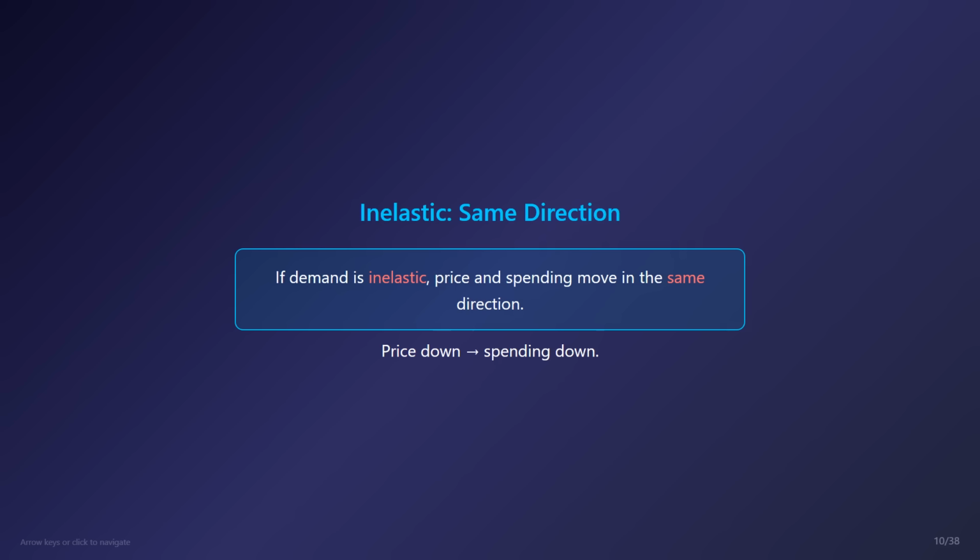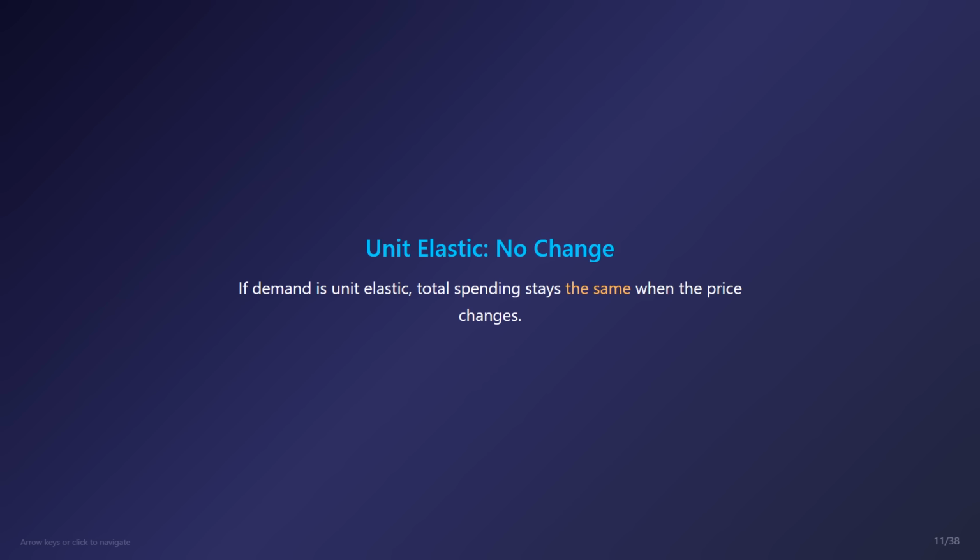If demand is inelastic, price and total spending move in the same direction. When the price falls, spending falls too. The few extra sales aren't enough to cover the revenue lost on each unit. And if demand is unit elastic, total spending doesn't change at all when the price moves. The gain in quantity exactly offsets the loss in price.